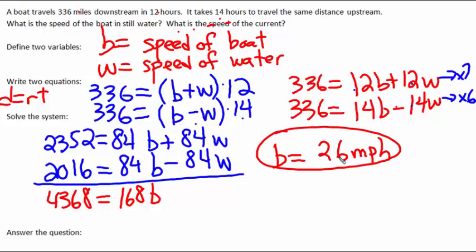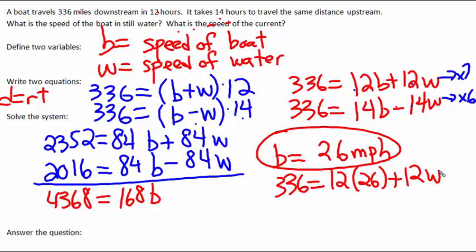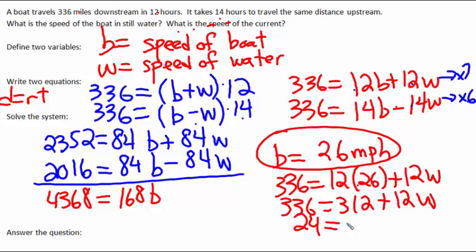Well, if you plug 26 in for B in any of these equations, I'll go up here. You get 336 equals 12 times 26 plus 12 times W. 12 times 26 is 312. So 336 is 312 plus 12W. Take away the 312, you get 24 is 12W. So W must be 2 miles per hour. And you've answered the whole question.